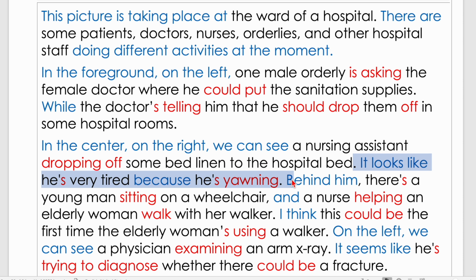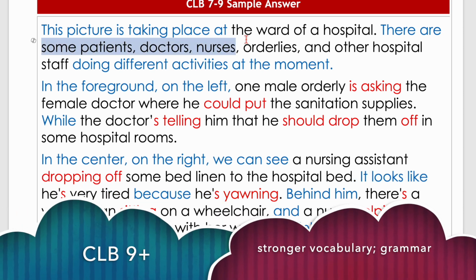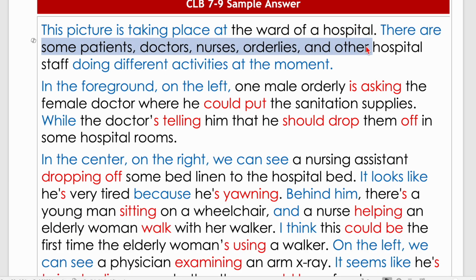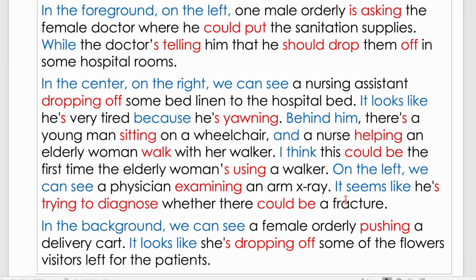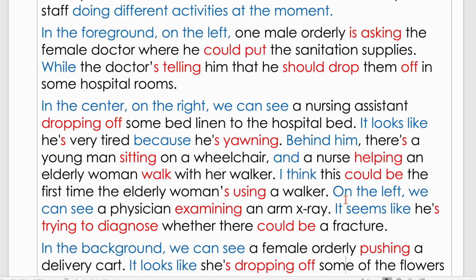That's stronger. By saying more vocabulary, patients, doctors, nurses, orderlies, the hospital ward, walker, trying to diagnose a fracture, all these expressions are stronger. The more descriptive, the stronger your vocabulary, the higher your score. This is an example of 9 plus for those reasons.